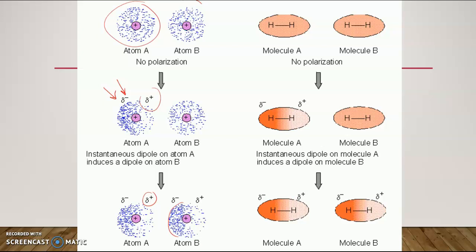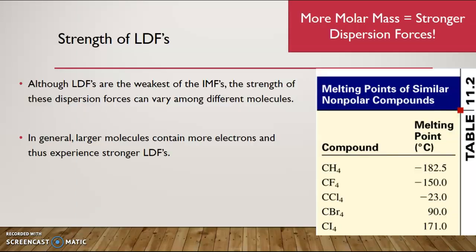Now, the extent to which they do this has to do with how big they are. The bigger you are as a molecule, the sloshier you are, so you have a greater ability for London dispersion forces. And here's an excellent example of this. Although they are the weakest, they do vary among molecules. The larger you are, again, the sloshier you are. And so this is reflected in melting point.